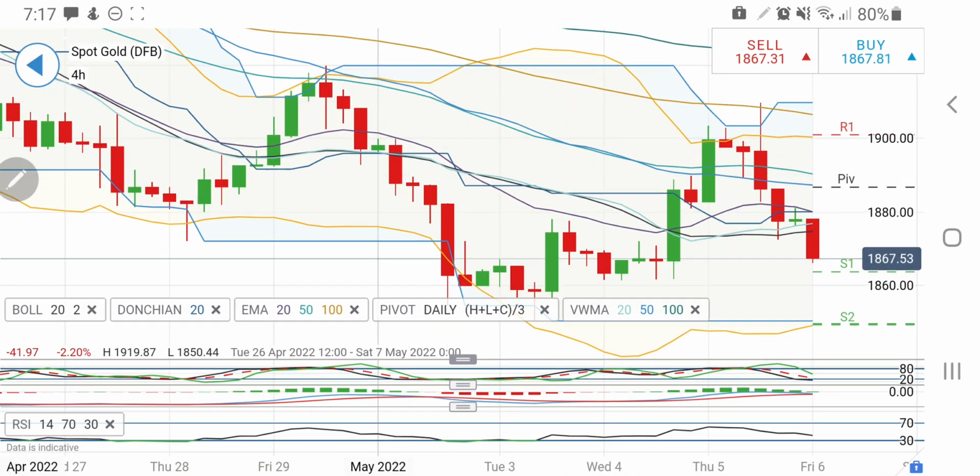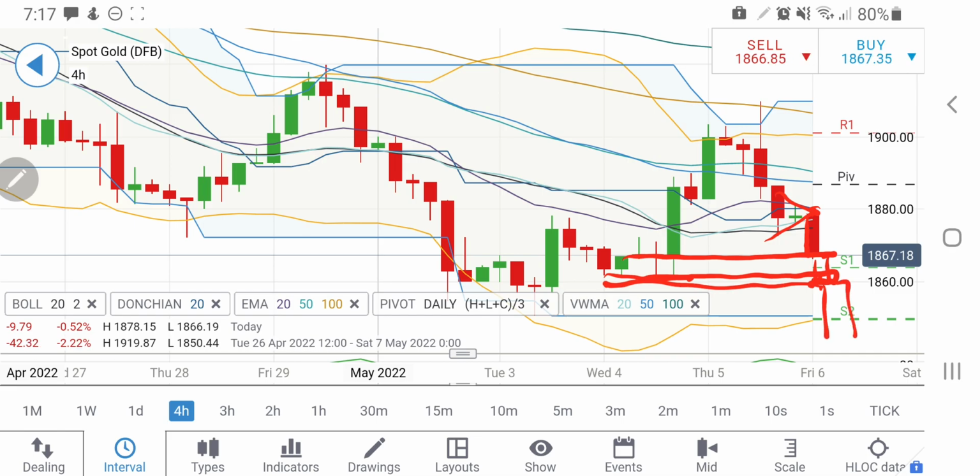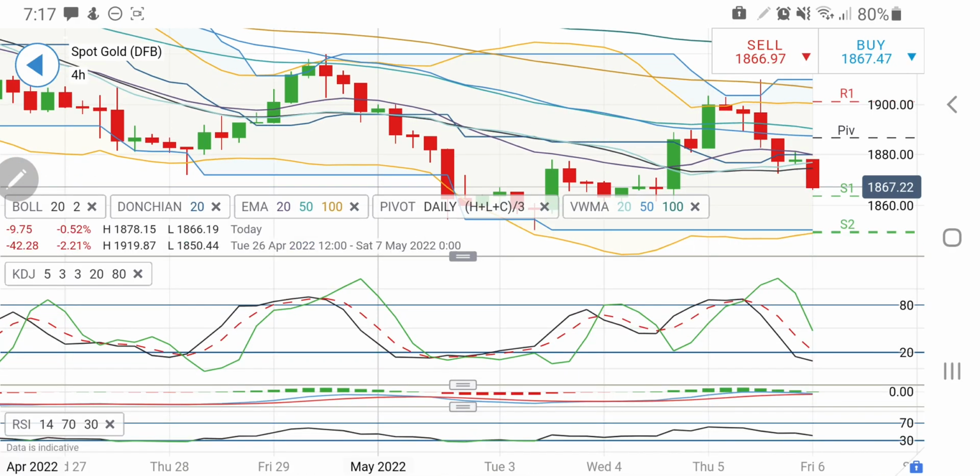Look at the 4-hour charts. Similarly on the 4-hour charts, it is trying to trade with a drop, and one can expect this support level at 1865. Once it breaks 1865, one can again expect it to see around the 1862, 1860 zone. Another support is there. Below 1860 we may see a sharper fall which will take it towards 1850 and below levels.